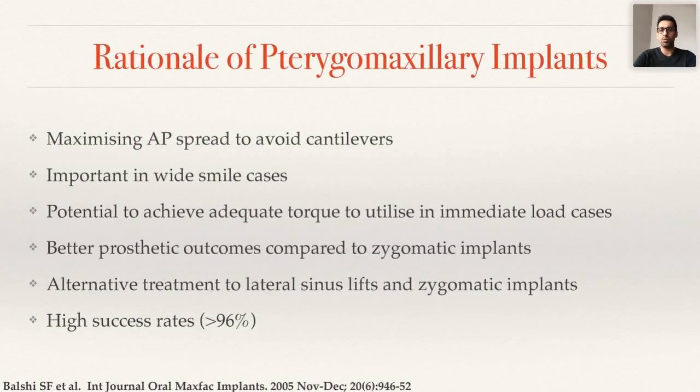So what's the rationale? What's the thinking? What kind of patients are we looking to place these implants in and why? One of the real benefits of placing a pterygoid implant is that we're avoiding the sinus and we can maximise the AP spread and avoid cantilevers. We all know that in full arch, the implant most likely to fail is often the distal implant, the one that's angled to avoid the sinus, because the bone is often of poor quality in that region. So by placing a pterygoid implant, an implant further back, we can avoid having a distal cantilever on our prosthesis.